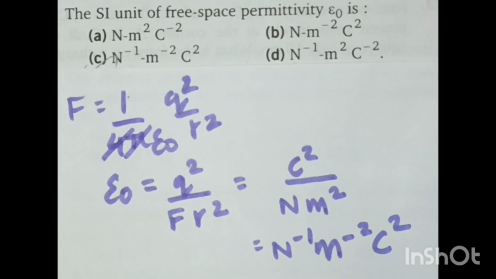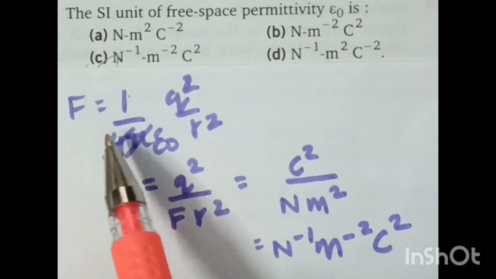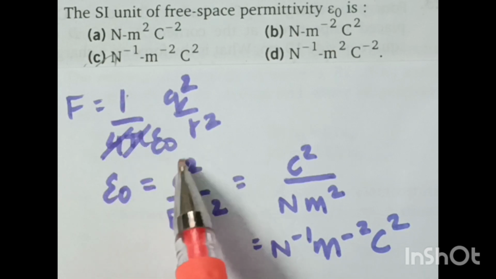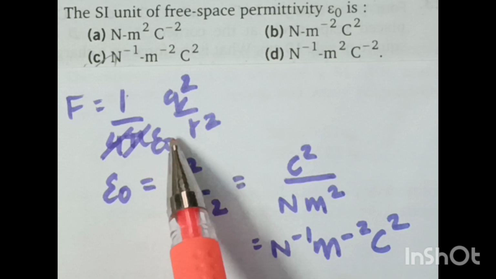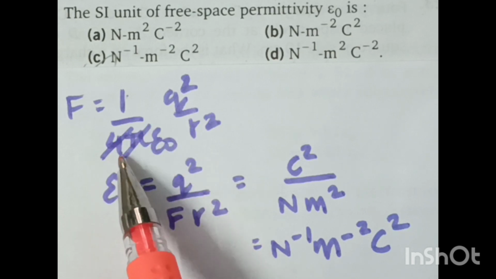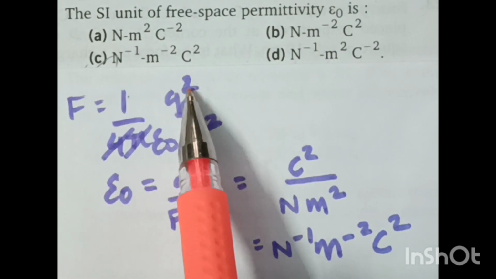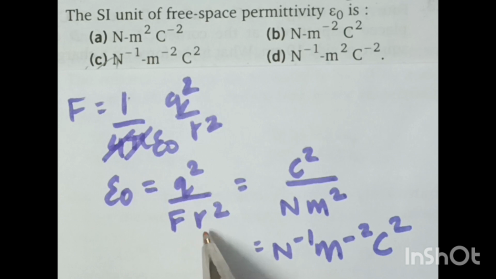The SI unit of free space permittivity epsilon naught is. So we know F is equals to KQ square by R square, and K is 1 by 4 pi epsilon naught. Now we have to find the units of epsilon naught. So 4 and pi are constant, so they don't have units. So epsilon naught equals to Q square by FR square. That is, epsilon naught is proportional to Q square by FR square.